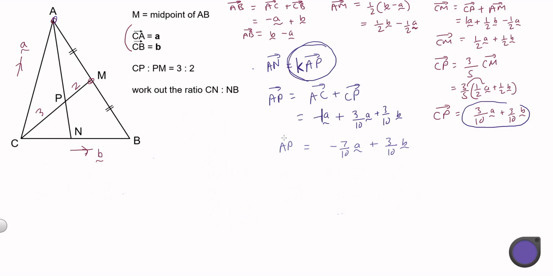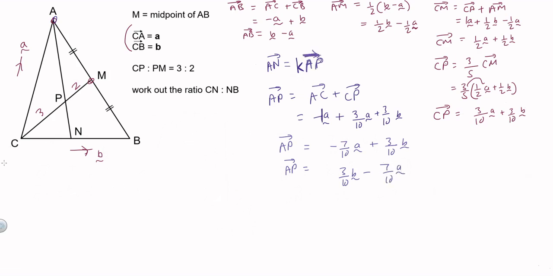That's your vector AP. Or if you don't like having the negative at the beginning, you can just swap them around. There. Now I'm going to work out vector AN.